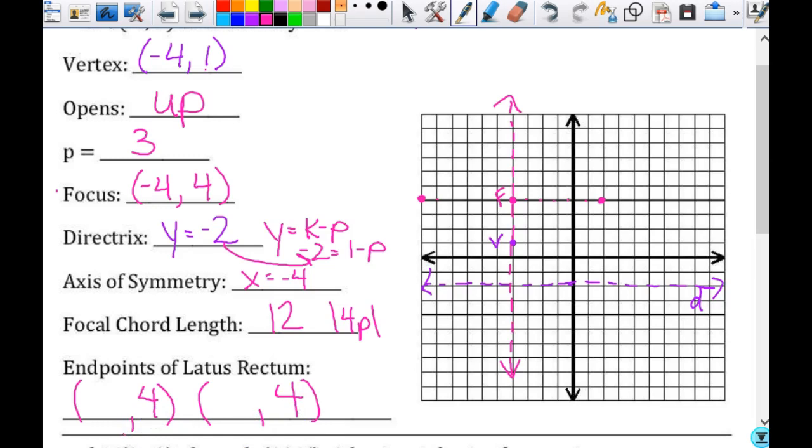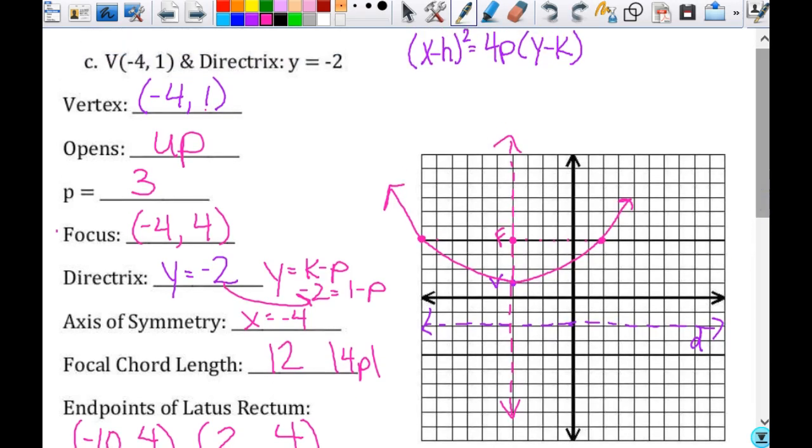And then the x value is the h plus or minus 2p. So negative 4 plus or minus 6. So negative 4 minus 6 is negative 10. Negative 4 plus 6 is positive 2. And that's what we already had graphed. So then I can sketch that in. Bam. There we go. I have all of my pieces.